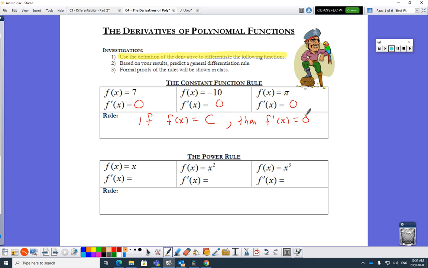So if the function happens to be a constant number, good. I can just write down derivative 0. I don't think that comes up that often. But hey, it's our first one of the day. Any questions about the constant function rule?